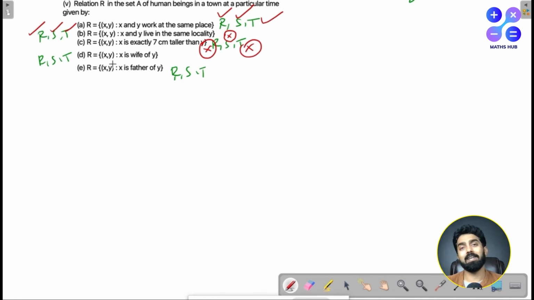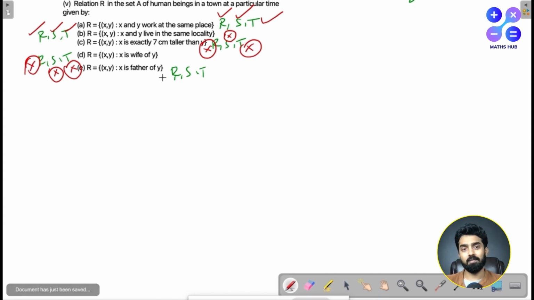Now, x is wife of y. If x is wife of y, can x be wife of themselves? No, cannot be. It's gonna be very weird, but okay. If x is wife of y, can y be wife of x? No. If x is wife of y and y is wife of z, can x be wife of z? No. At least not morally.